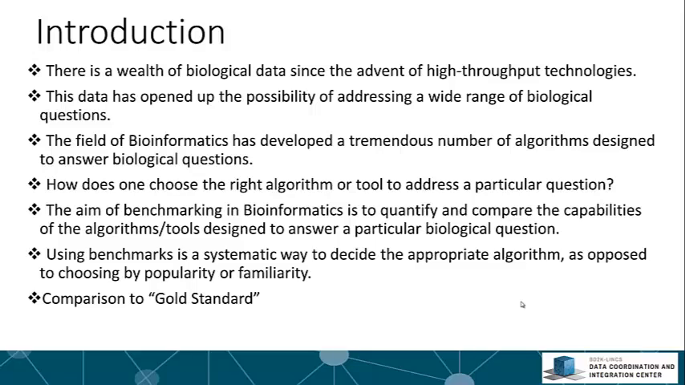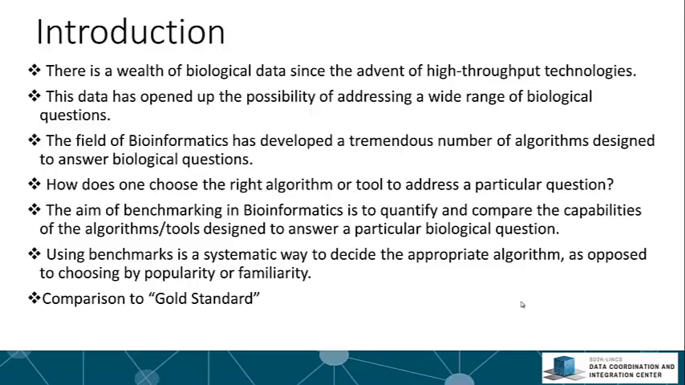Now, in the field of bioinformatics, which is a burgeoning field, there is lots of work happening. There are multiple algorithms and tools designed to address each biological question. So then, given some data and a biological question and the wealth of available tools and algorithms, how do we go about deciding which algorithm or which tool to use?